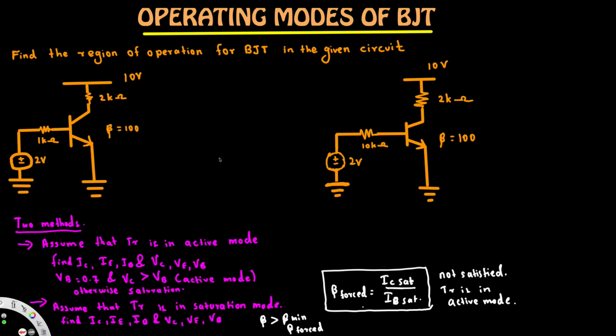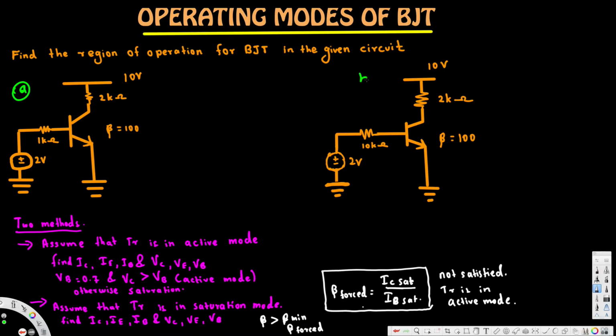What's going on, guys? In this video we are going to see how to find the operating modes of BJT. Here the question is asking, find the region of operation for BJT in the given circuit. Here we have two circuits. Let's call this one A and let's call this one B.